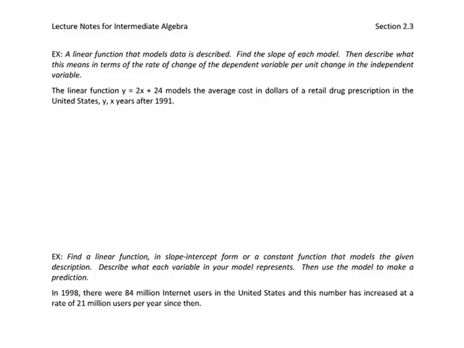Okay, so here's our linear function. It is y is equal to 2x plus 24. As we know, the 2 is the slope, the 24 is the y-intercept. Now we're told that this models average cost in dollars of a retail drug prescription in the United States, y, that's the average cost, x years after 1991. That's the independent variable, right? The x is the number of years after 1991.